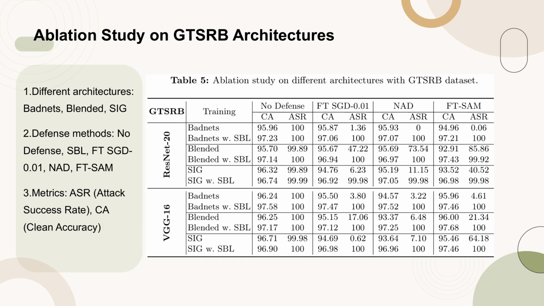Table 5 presents an ablation study on various neural network architectures using the GTSRB dataset. The architectures evaluated include BadNets, Blended, and SIG. The study examines the effectiveness of different defense methods: no defense, SBL (structured backdoor learning), FT-SGD 0.01 (fine-tuning with stochastic gradient descent at 0.01 learning rate), NAD (neural attention distillation), and FT-SAM (fine-tuning with sharpness-aware minimization).